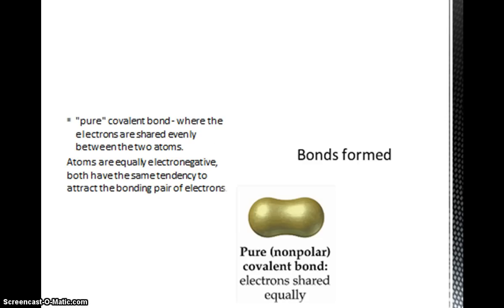One of the bonds is a covalent bond, where electrons are shared evenly between two atoms. The atoms are equally electronegative. Both have the same tendency to attract the bonding pairs of electrons. This is an example of a pure covalent bond. That means they both have the same charge, which causes them to share equally.